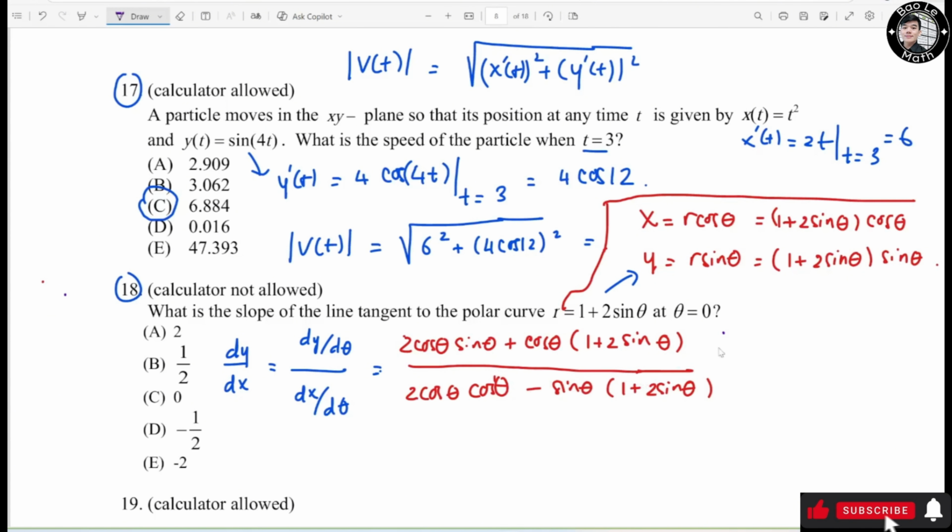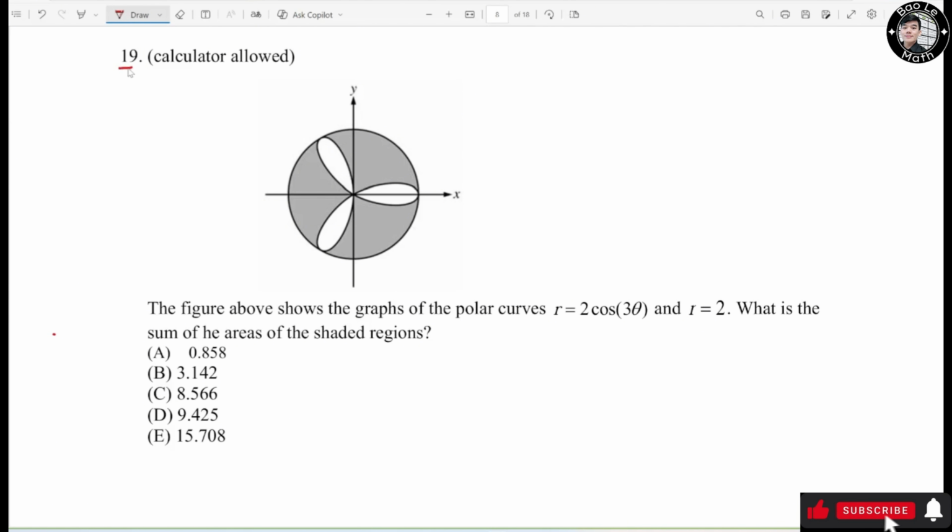Right, we're going to evaluate this expression at theta equals 0. So sine of 0 equals 0, cosine of 0 equals 1, so the top is 1. The bottom, cosine of 0 equals 1, so it's going to be 2, so it's 1/2, right? So the answer must be B. Now let's move on to question 19.